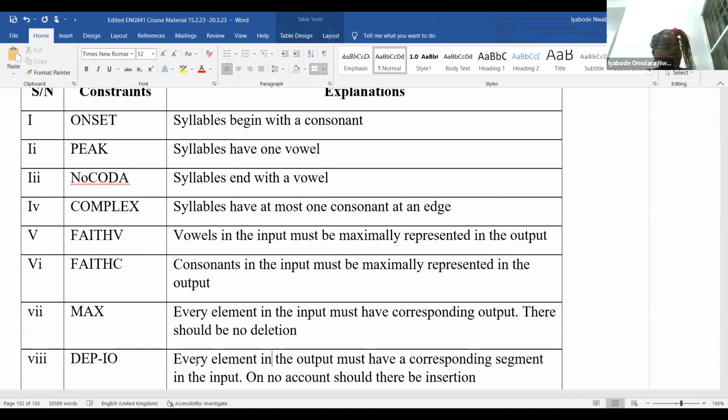Now, again, when you say one vowel, are we talking about, anyway, let me leave my thought. Let's just look at the constraints. Then no coda: syllables end with a vowel. Complex: syllables that have at most one consonant at an edge. FAITH-V: vowels in the input must be maximally represented in the output. I think we see again, it's almost repetition of what we have gone through. Some of them, like this one now, we see MAX: every element in the input must have a corresponding output. There should be no deletion.